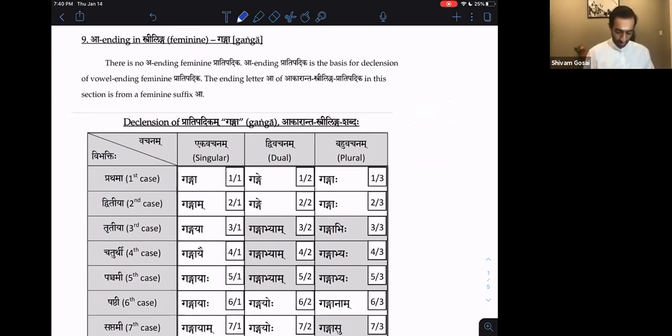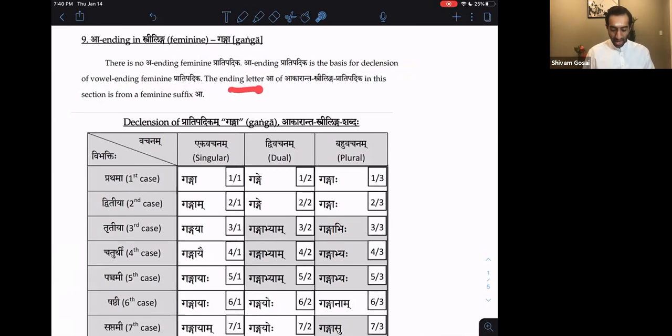So we're coming back to Ganga Shabda here in Strilinga, feminine. There's a note at the top of the page, and it says that there's no short ending feminine in Strilinga. So there's no short end. We always start with an A ending pratipadika. That's the basis for all declensions of vowel ending feminine pratipadikas. So we always start with this A ending.